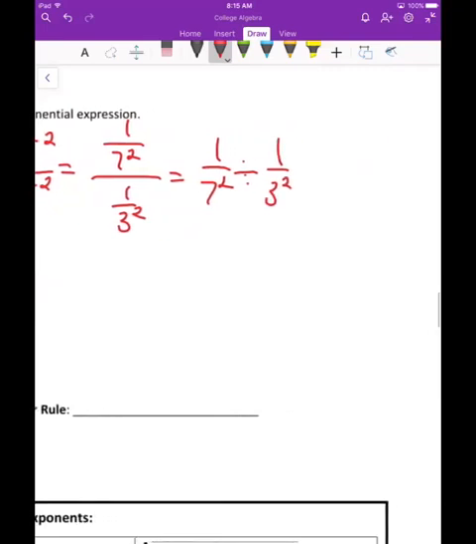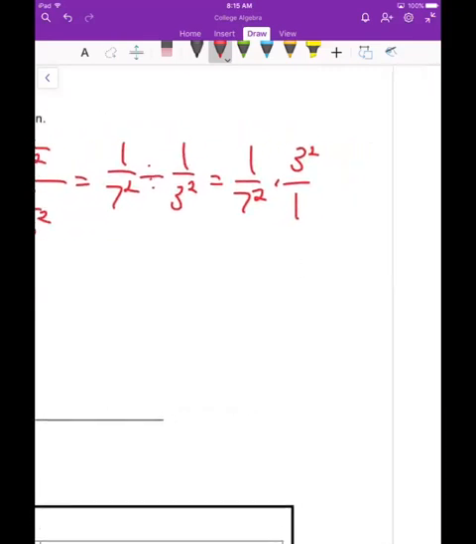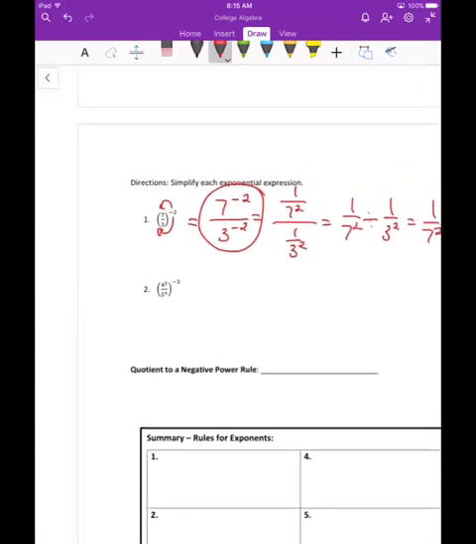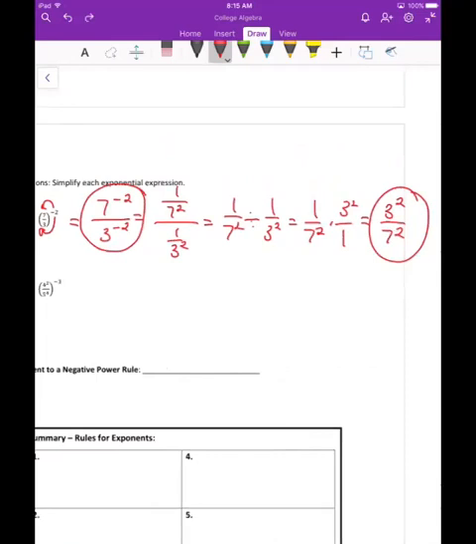And anytime you divide by a fraction, it's the same thing as multiplying by the reciprocal. So this is 1 over 7 squared times 3 squared over 1. And you'll see what happens with that original equation is that the 2 can just flip. This becomes 3 squared over 7 squared. So a negative exponent will just flip that fraction. We started with 7 to the negative 2 over 3 to the negative 2. And now we have 3 squared over 7 squared.